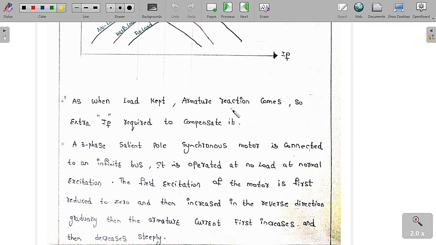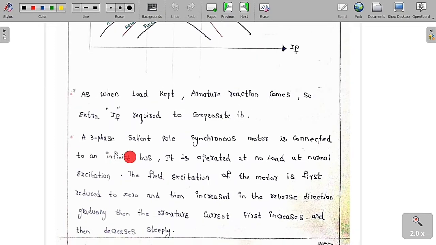So we need extra IF to compensate for this one. Therefore, the graph is going to shift to the right side. Now, a 3-phase salient pole synchronous motor is connected to an infinite bus.